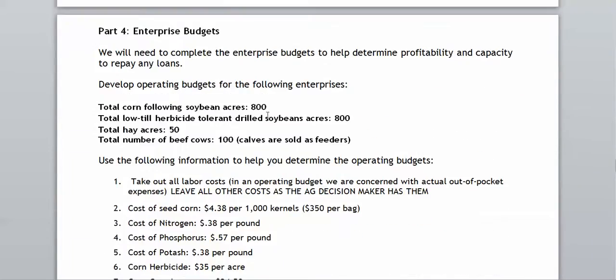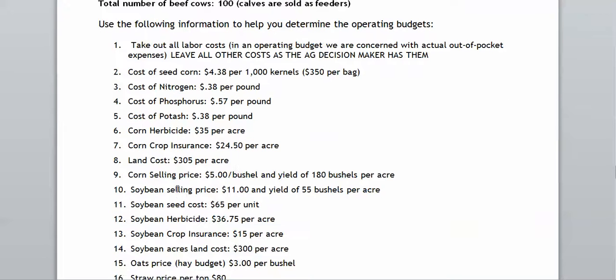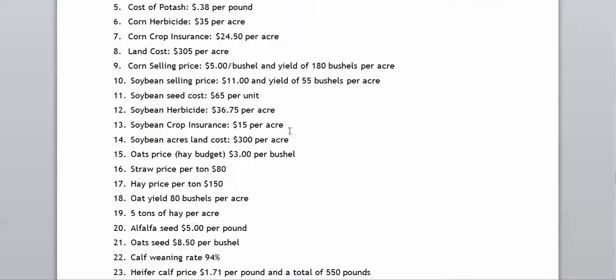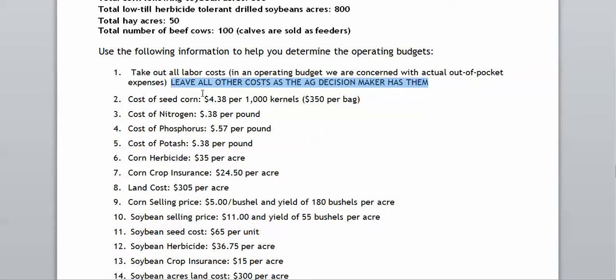Enterprise budgets. Here you're going to complete a budget using the Ag Decision Maker page. The budgets are off that page. You're going to do a budget for corn, soybeans, hay, and beef cows. I give you expenses to put in those budgets. If I don't give you a new cost, leave all other costs as Ag Decision Maker has made them. And I will attach those budgets to this assignment to make it easy for you to access.